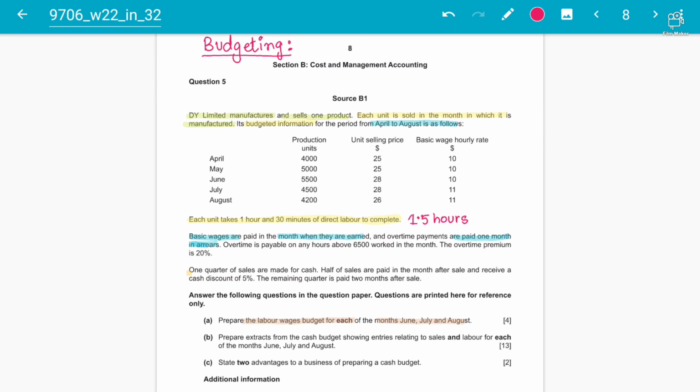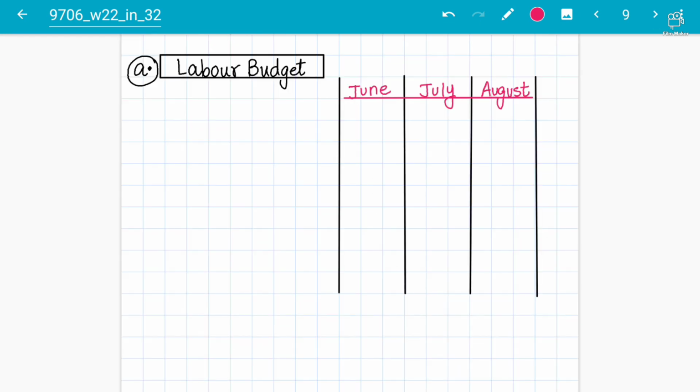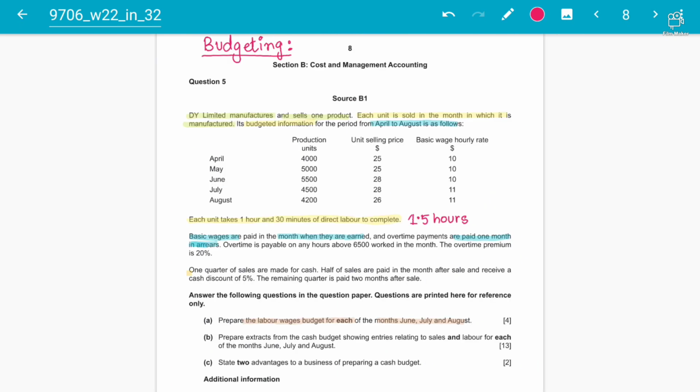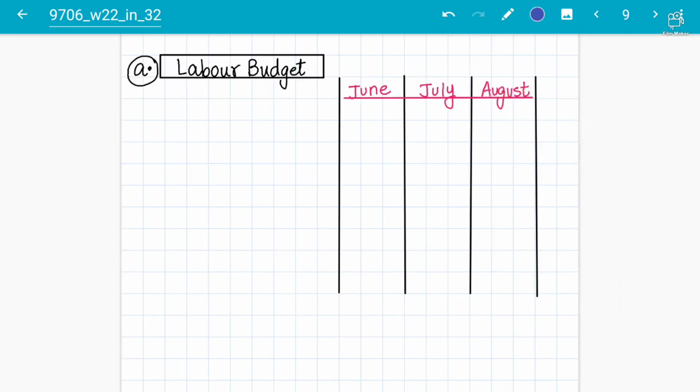Okay, so the first thing we'll have to work out, follow everyone very carefully and write down the steps. The first step is that we have to work out how many hours they have worked, how many hours it took to produce. So we'll write down the production units first, how much is being produced in the month of June, July, and August.